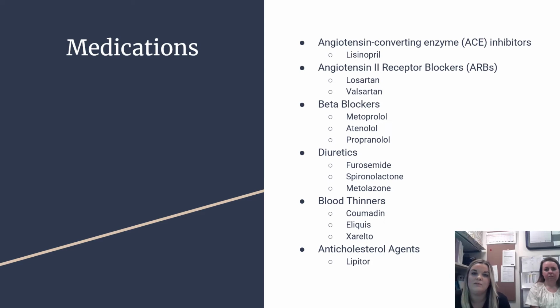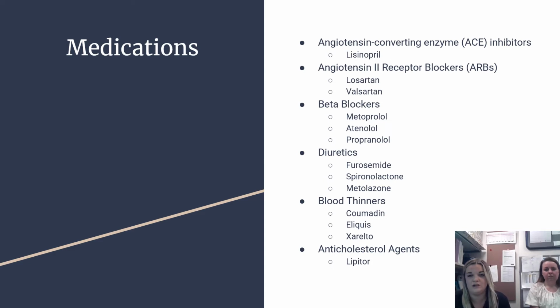A lot of patients are going to be on beta blockers like metoprolol, atenolol, or propranolol. These are medications that can help prevent any dysrhythmias for the patients. And they're medications that help block the epinephrine, which can lower heart rate and blood pressure.